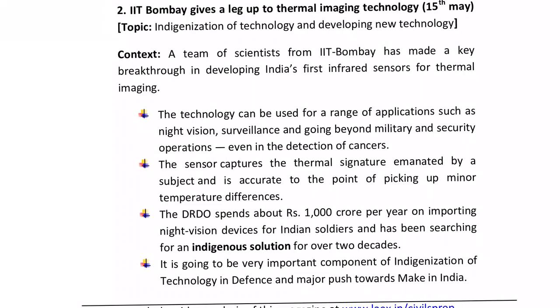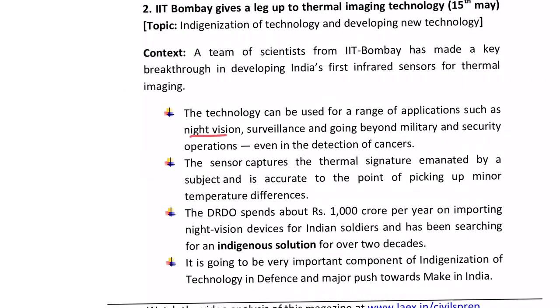So some of the factual information: the technology can be used for a range of applications such as night vision, surveillance, and going beyond military and security operations. Even in the detection of cancers, we can use it. The sensor captures the thermal signature emanated by a subject and is accurate to the point of picking up minor temperature differences. The DRDO spends about 1,000 crore per year on importing night vision devices for Indian soldiers and has been searching for an indigenous solution. This is what I was telling you. It is actually helping us to reduce our cost.